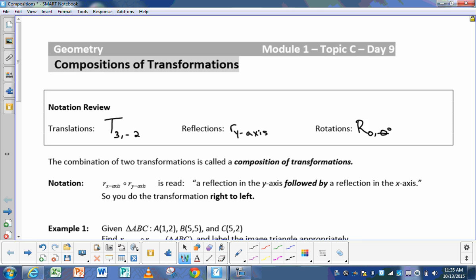The combination of two transformations is called a composition of transformations. We have some notation for you here. When we see this funky little O thing, it tells us that we're always going to read from right to left. So whenever you see a funky O, we're right to left. What this means is that we're taking a reflection in the y-axis followed by a reflection in the x-axis. So reading right to left, we take a reflection in the y-axis. Then we take that image and we perform a reflection on the x-axis. So when you do the transformation, we always do it right to left.